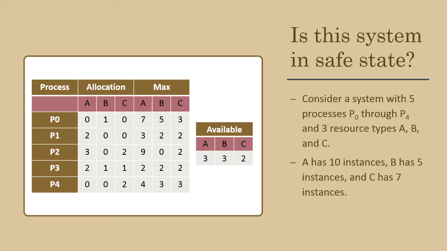After allocating the resource instances of A, B, and C, I have 3 free instances of A, 3 free instances of B, and 2 instances of C, and this makes my available vector.